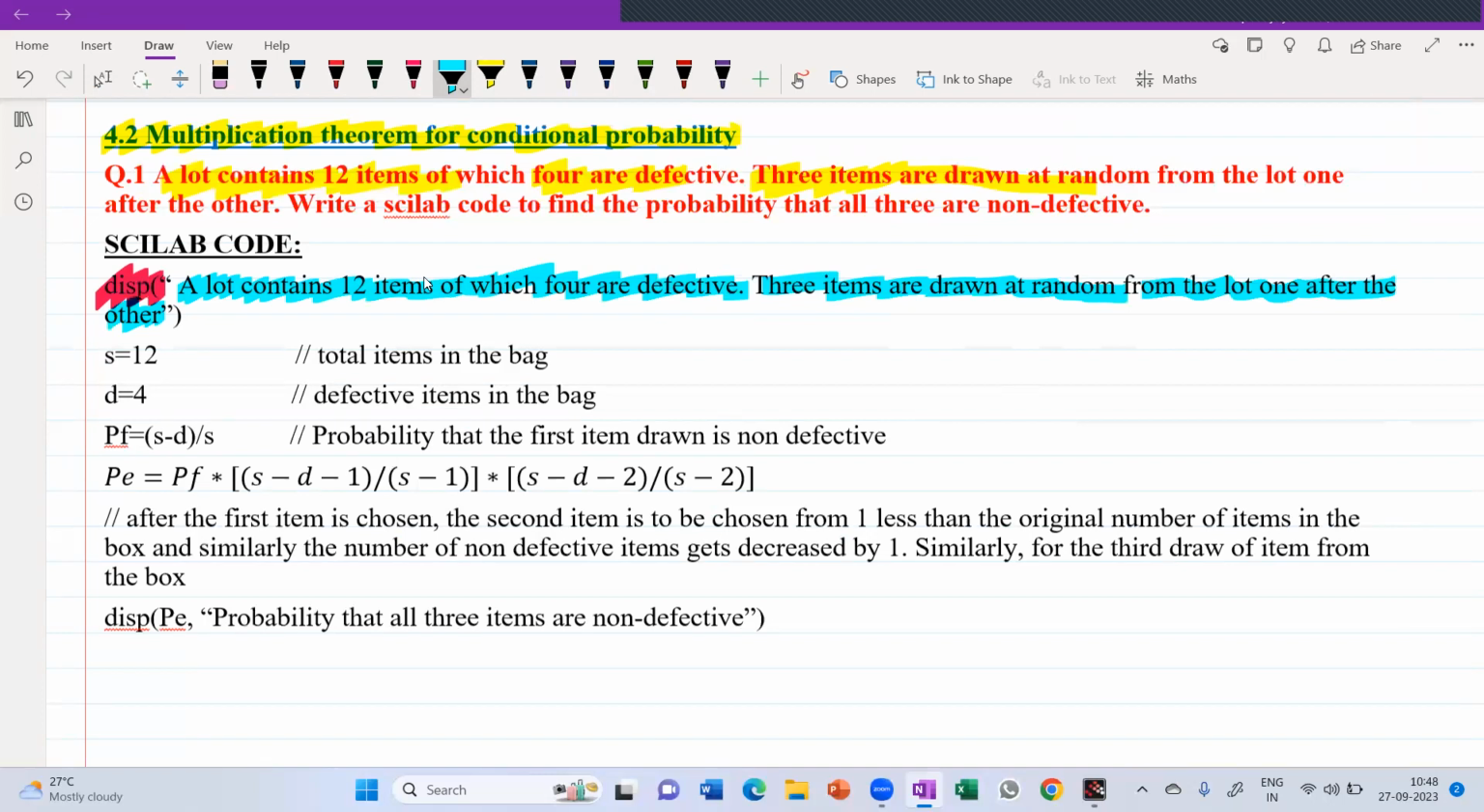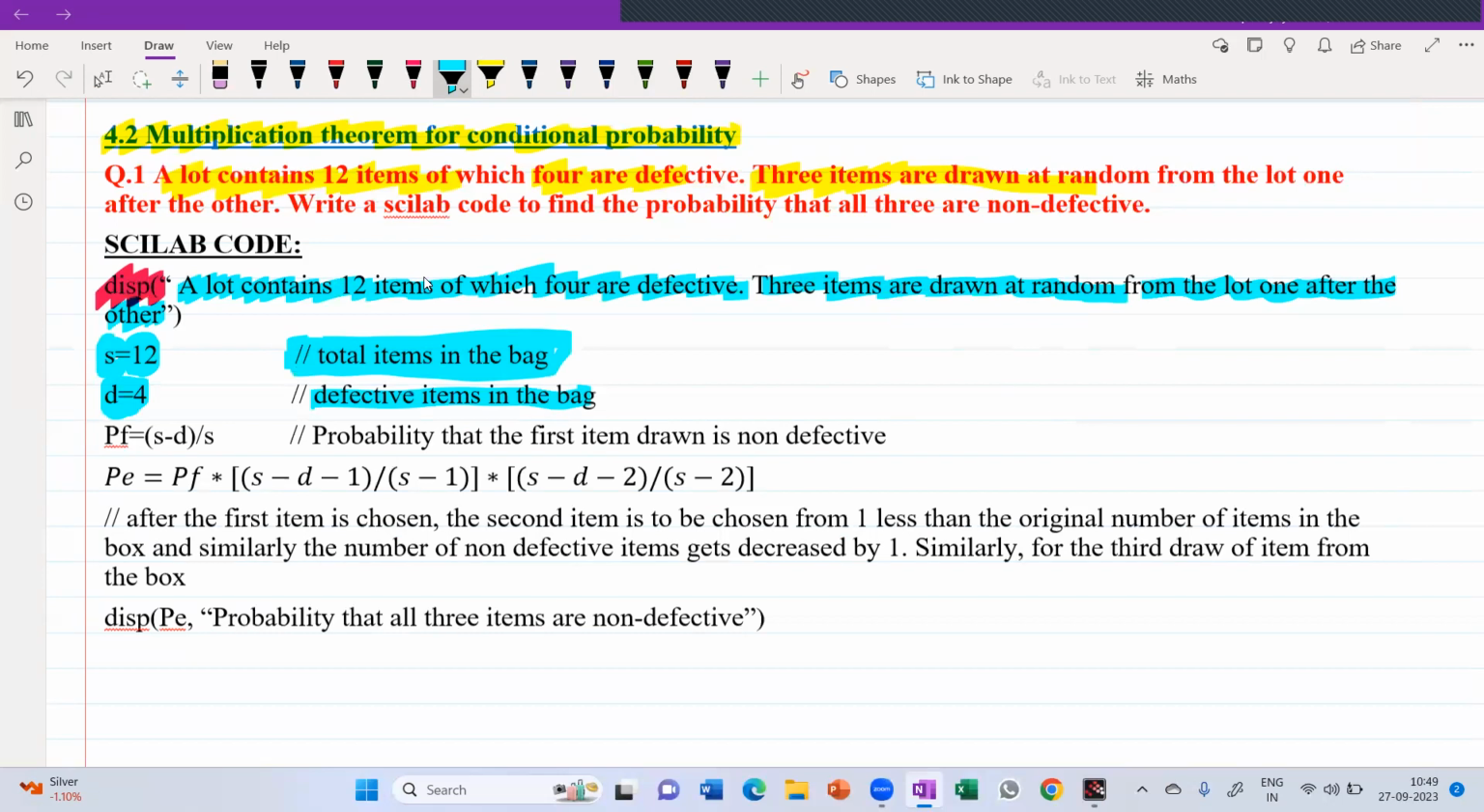Then we have defined a variable S, which stands for total items in the bag. Remember, whatever we write after these 2 lines is called a comment, and that is only for us, not read by the SCILAB software. All right. So I have defined one variable S in which I have stored 12, because there are total 12 items with us. Then I have defined one more variable D, which stands for number of defective items. How many defective items are there in the bag? There are total 4 defective items. All right. And what we have to draw?